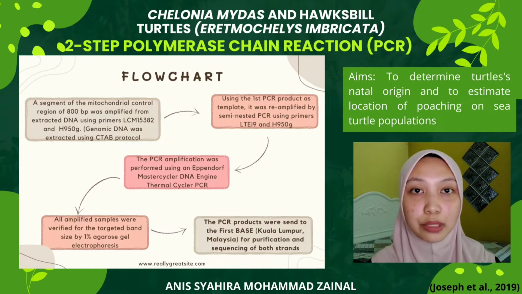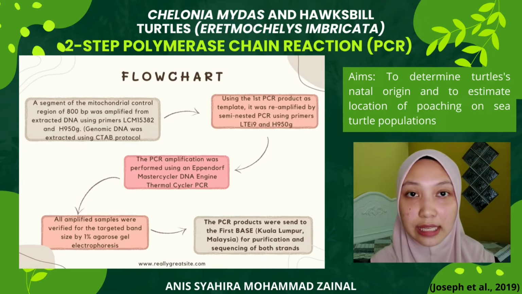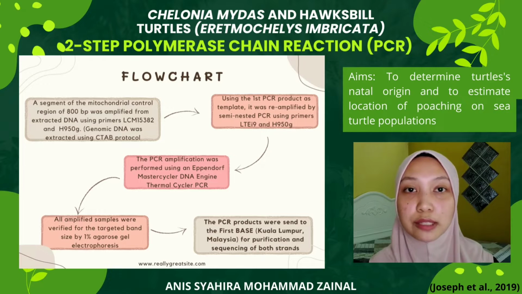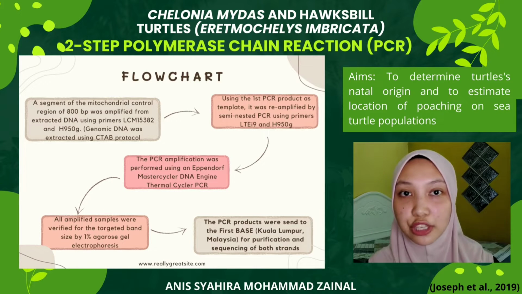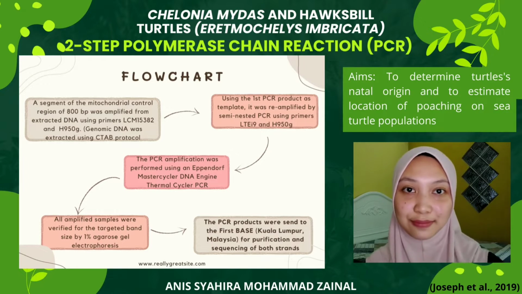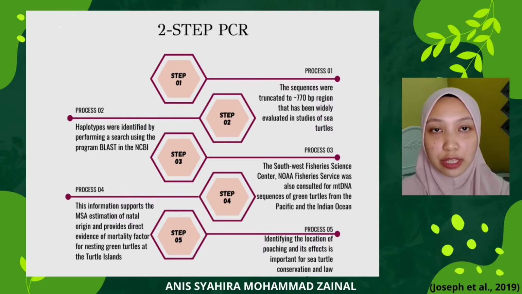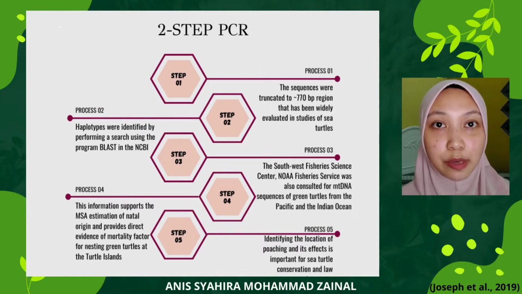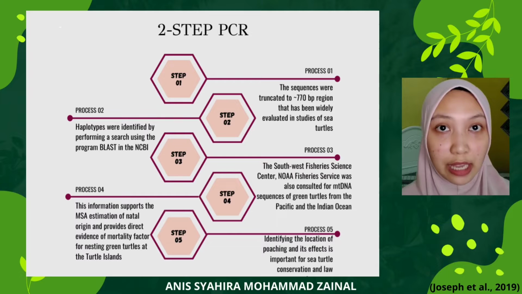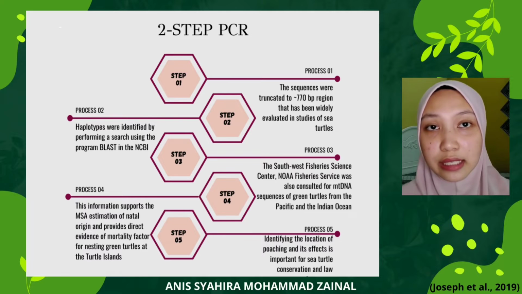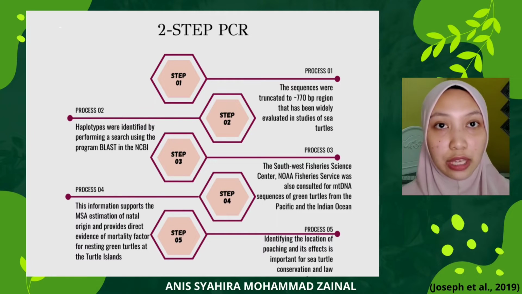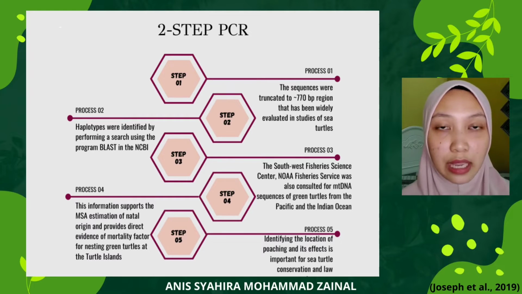Then, all amplified samples were verified for the targeted band size by 1% agarose-gel electrophoresis. Finally, the PCR product was sent to First Base, Kuala Lumpur, Malaysia, for purification and sequencing of both strands. The sequences were truncated to approximately 770 bp, a region that has been widely evaluated in recent studies of sea turtles. Haplotypes were identified by performing a search using the program BLAST in the NCBI, National Center for Biotechnology Information. The Southwest Fisheries Science Center, NOAA Fisheries Service, was also consulted for mtDNA sequences of green turtles from the Pacific and the Indian Ocean.